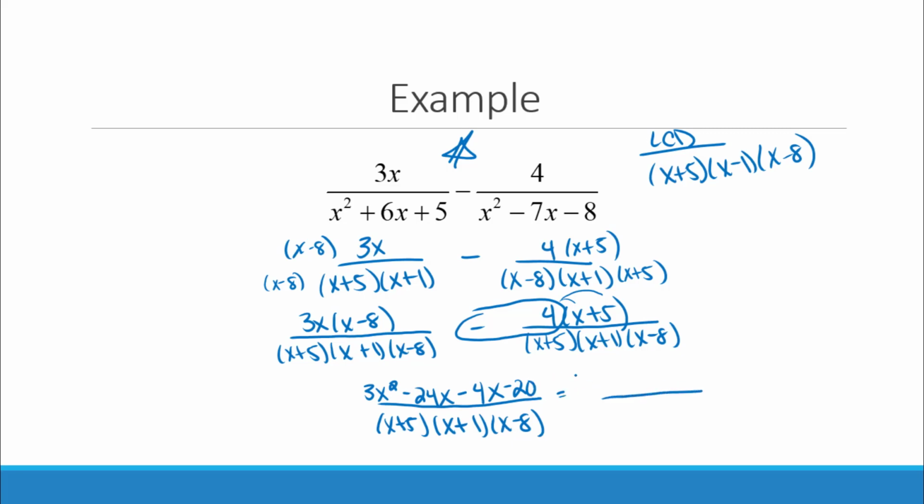So let's rewrite this. This is going to be 3x squared, minus 28x, and minus 20, all over x plus 5, x plus 1, and then x minus 8. Now you do want to check to make sure that this cannot be simplified any further, meaning can you factor your numerator and then cancel something out here? I will tell you for the sake of time that this does not reduce down. You cannot simplify anything out with your denominator, so this one would be finished.